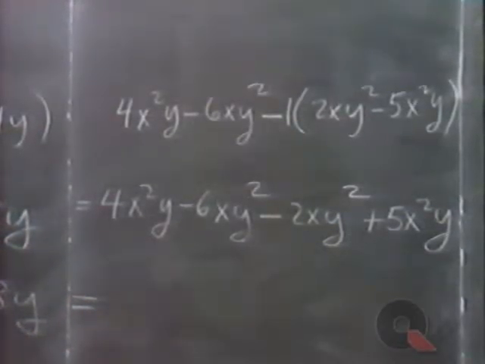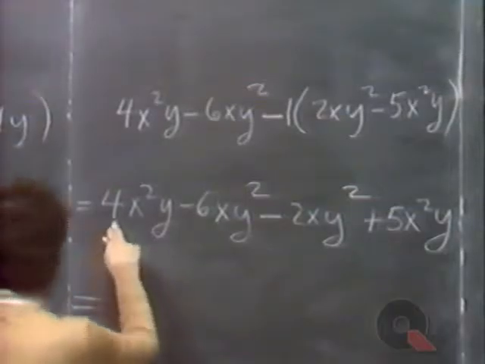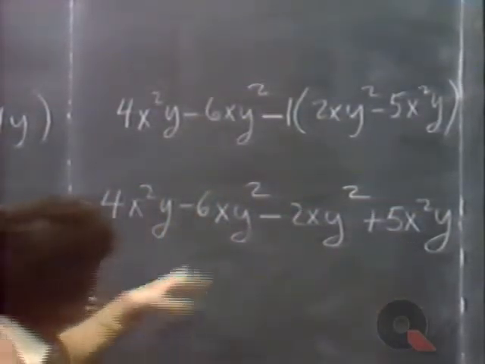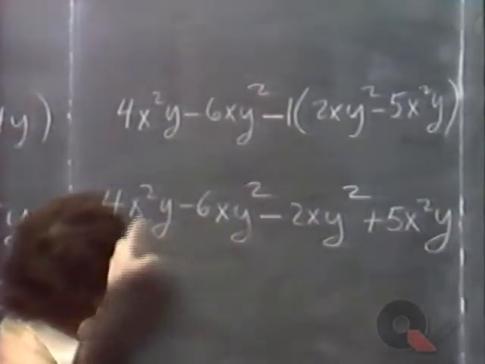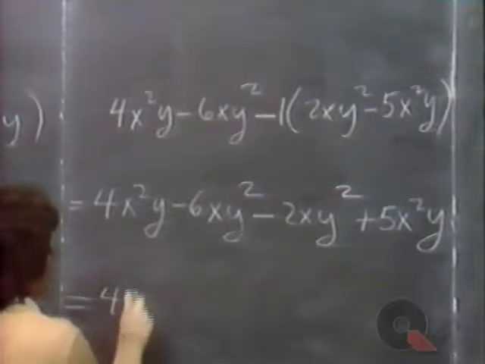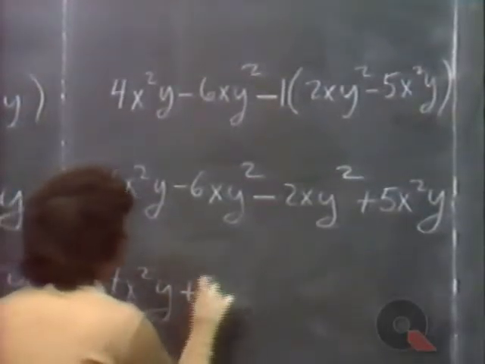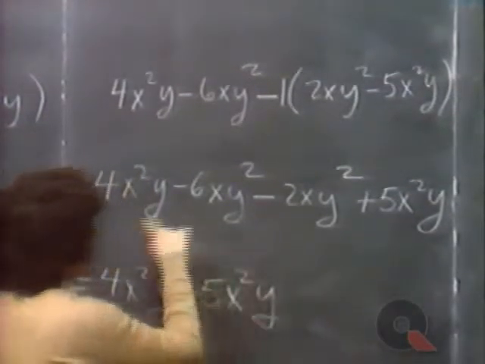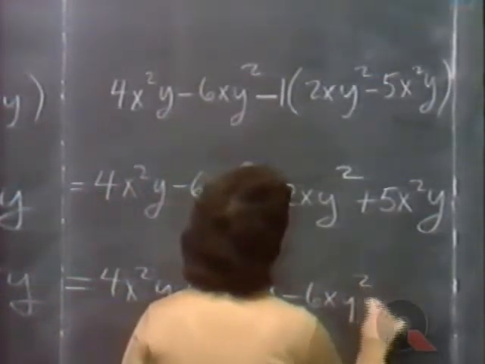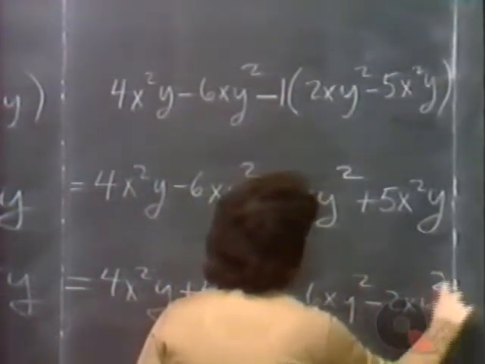We have the 4x squared y and the 5x squared y. You have to look carefully, okay, because you can sort of be deceived if you look very quickly. It's the first term and the last term that are the like terms. 4x squared y plus 5x squared y. And now minus 6xy squared minus 2xy squared.